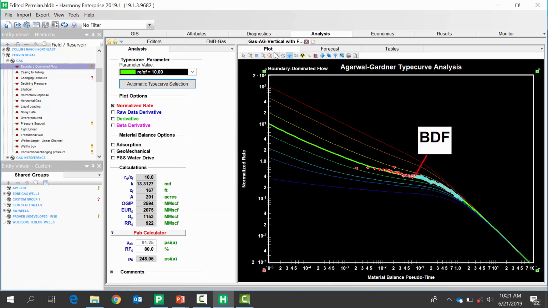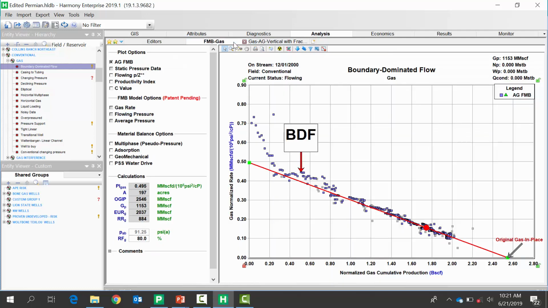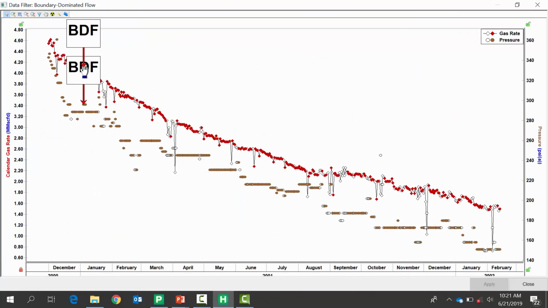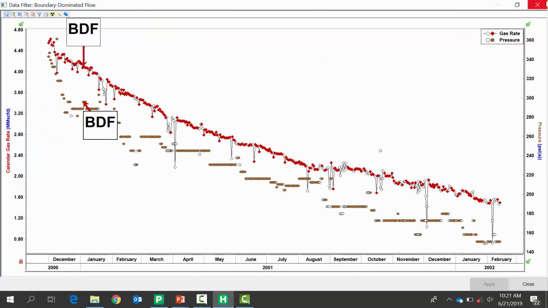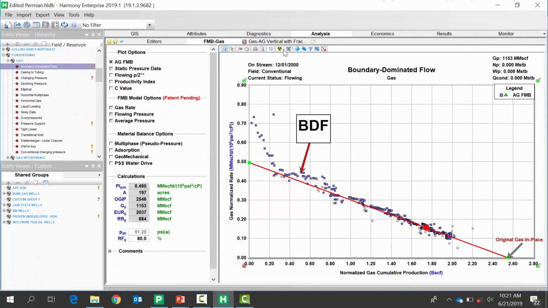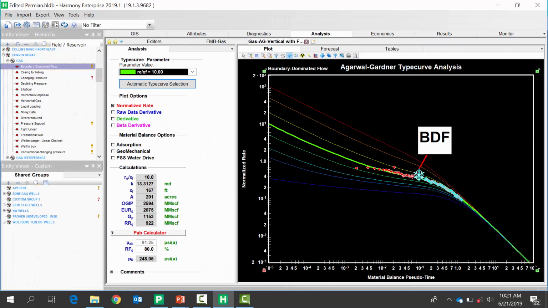Okay, and now we can even go look on any other plot like the FMB and see when in time that happened, and even with our filter we can see when that happened. It happened only after about a month. So again, this is something really powerful: using the Agarwal-Gardner type curve with this boundary-dominated flow diagnostic.